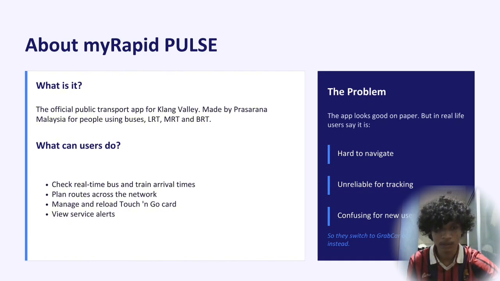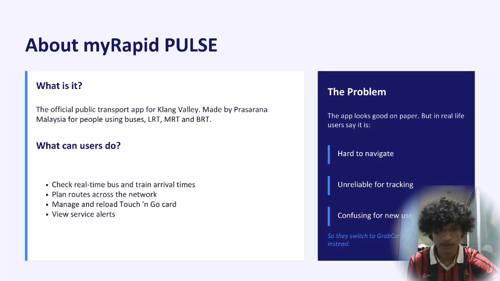Number 1, about MyRapid Plus. MyRapid Plus is the official app for public transport in the Klang Valley. It provides real-time arrivals, route planning, Touch 'n Go alerts, and service alerts. However, many users shared that the app is difficult to navigate, the live tracking is often inaccurate, and new users especially find it confusing to perform simple tasks. Because of these issues, many choose to use Google Maps or Grab instead.